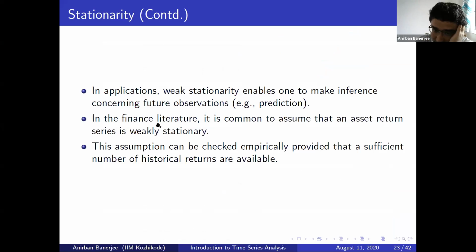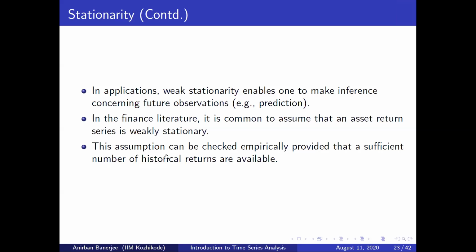So in finance literature, we commonly assume that the asset return series is weakly stationary. Remember very carefully, asset returns, not asset prices. The assumption can be checked empirically, provided you have a significant number of historical observations available. Okay. Any questions so far?